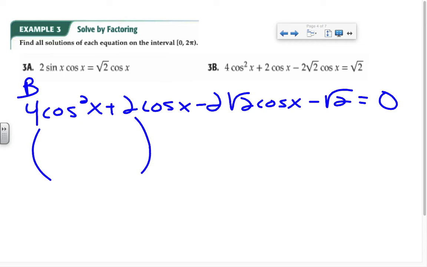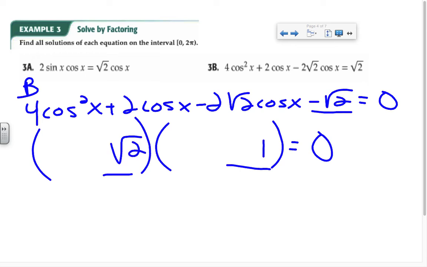And so when I factor this out into 2 binomials, think back to your algebra. This is a result of my last spots in my 2 parentheses. Well, how am I going to get that radical 2? With a radical 2 and a 1. And that 4x squared, or 4 cosine squared of x, one possibility might be 2 cos x and 2 cos x.